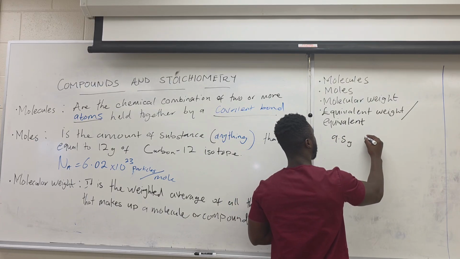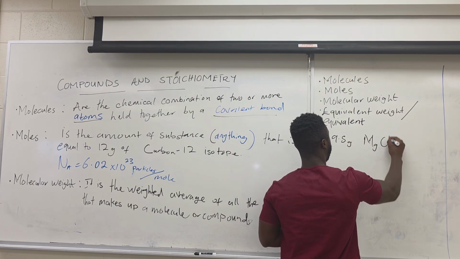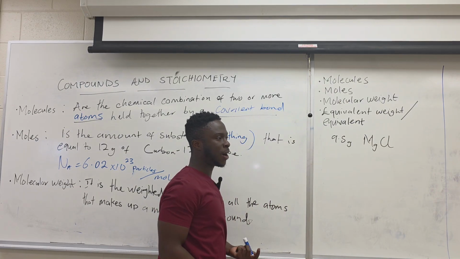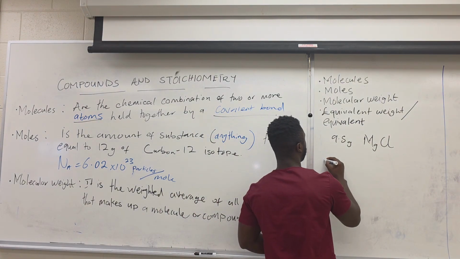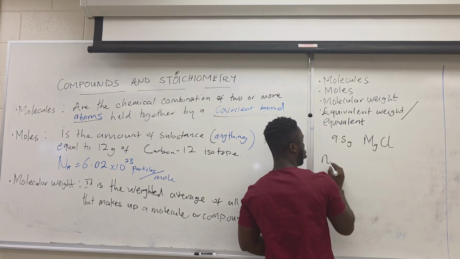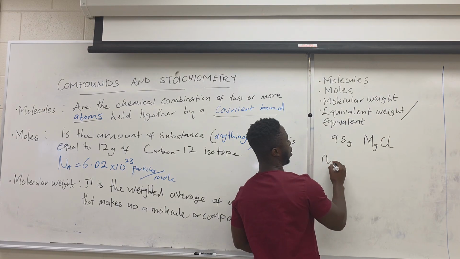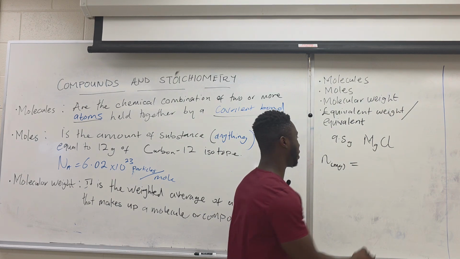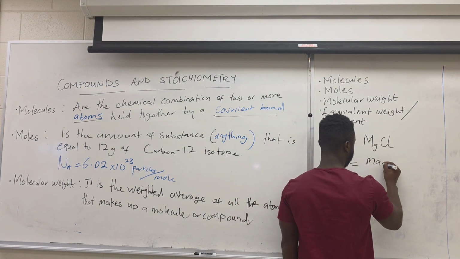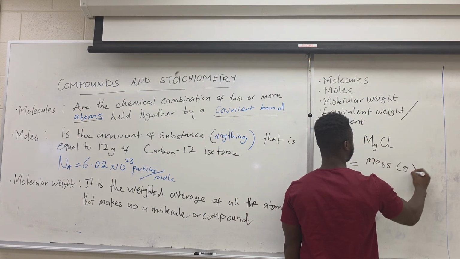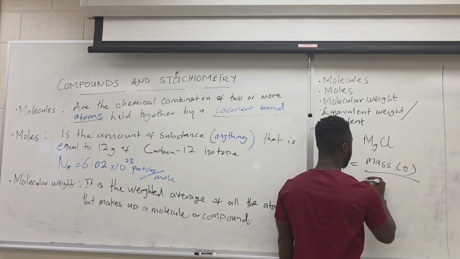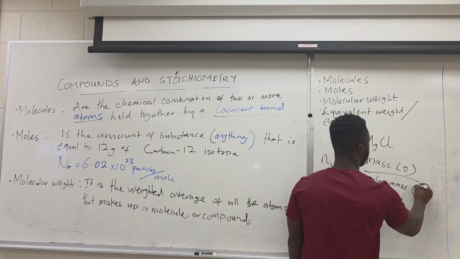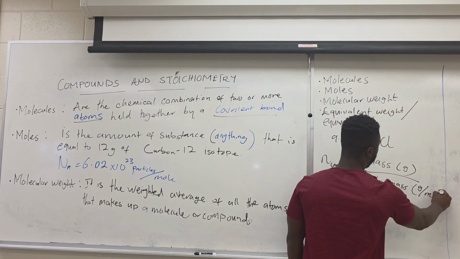9.5 grams of magnesium chloride, how many moles? The formula for finding moles, n, is: the moles n of magnesium chloride is equal to the mass of the substance, which is measured in grams, divided by the molar mass, which is in grams per mole.